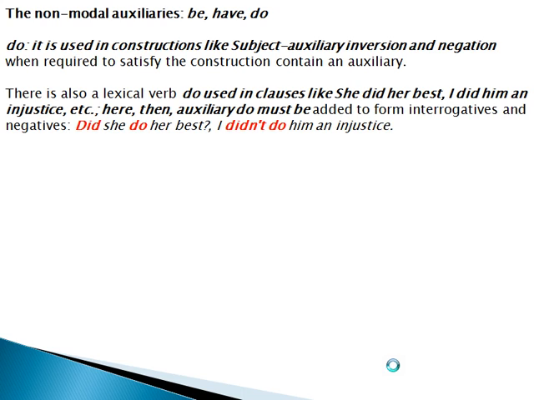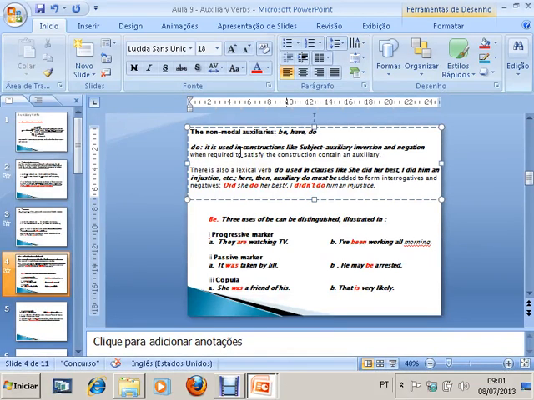Do is used in constructions that take subject auxiliary inversion when required to satisfy the construction, that don't contain an auxiliary.